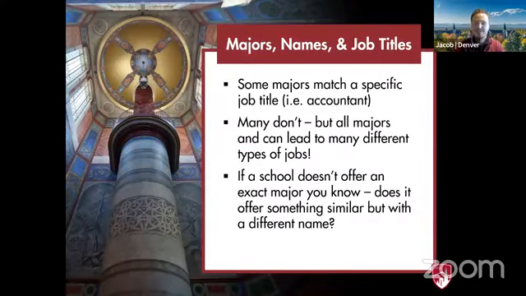Some majors you're going to see do match a specific job title. So for example, if you major in accounting, you probably want to be an accountant, and that's what many people who major in accounting become. But many don't. So all majors, regardless of if they match a job title, can lead to different meaningful jobs. So if you major in animal behavior as an undergraduate, you're probably not going to be an animal behaviorist as your job if you go out into the workforce. But you might become a zookeeper, you might become a veterinarian assistant, you might become all these other things that use that information but don't have the same title.